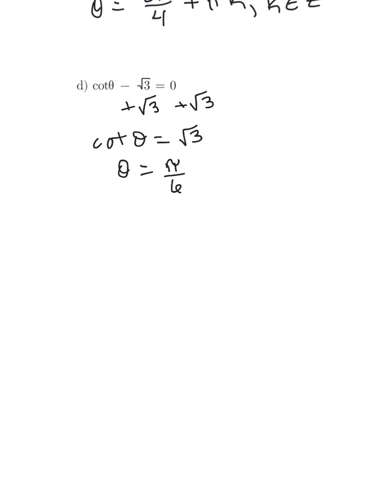And then, because the next place cotangent is positive, is directly diagonal from this, we just write plus pi k, with k an element of the integers. Example E is 4 cosine squared of theta plus 4 cosine of theta equals -1.